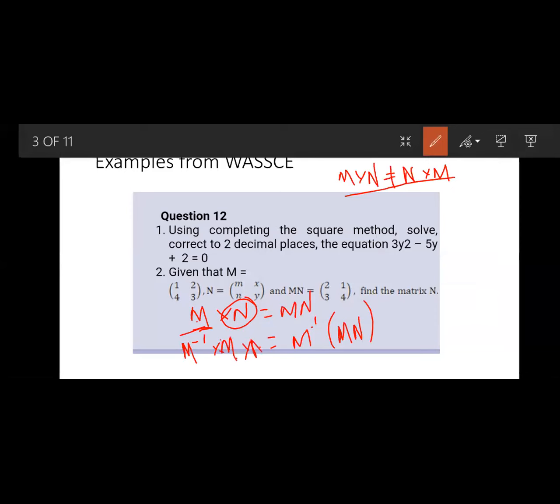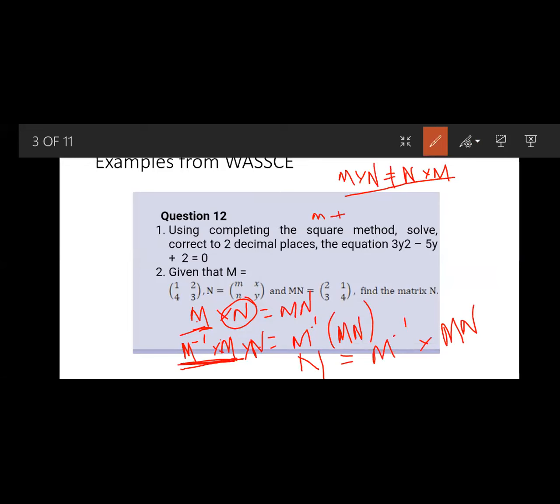So M inverse times M will give us identity, and identity times any matrix will give us that matrix. So by the time you multiply identity by N, it will still give us N. So we are going to have N equals inverse of M multiplied by MN. That's the best way to do it. Actually, another way you can do it is to multiply 1 times m, 1 times m plus 2 times n.